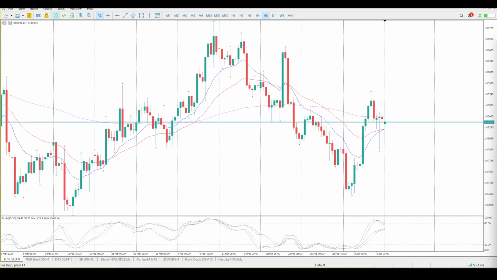Good morning everybody, and this is your Euro USD setups for today. So I only have one question on this chart, is what went on?